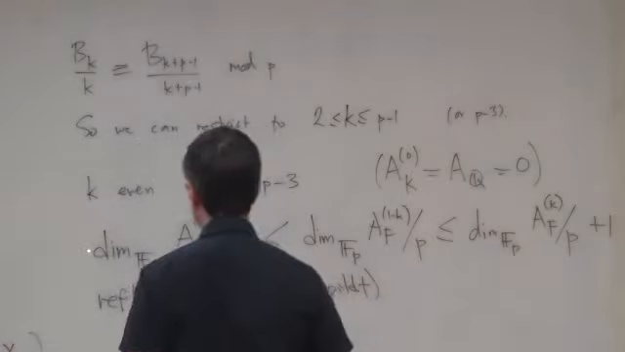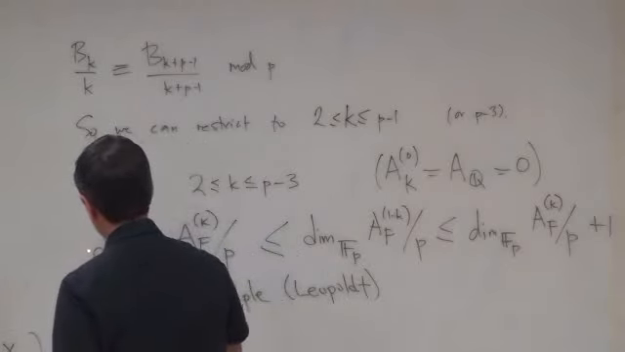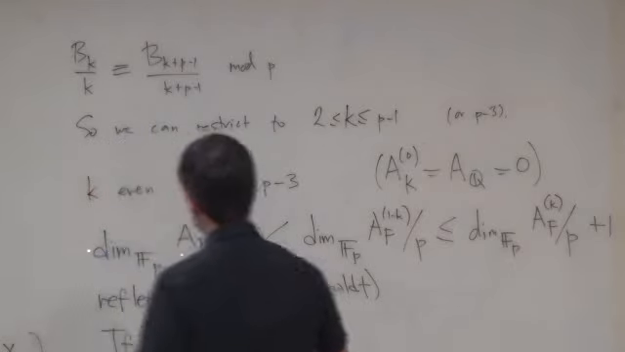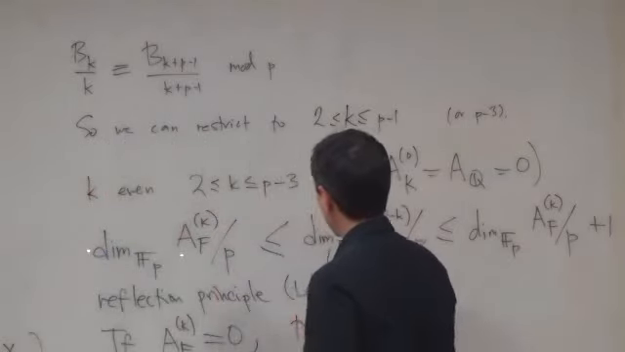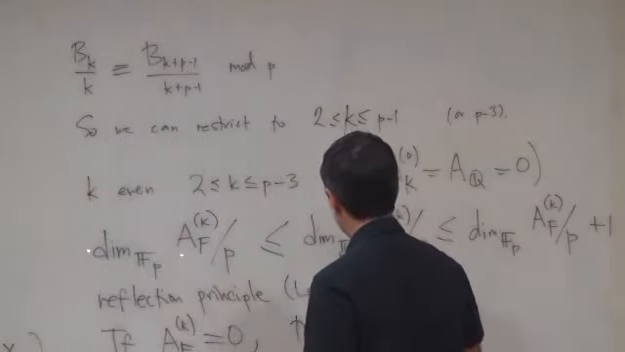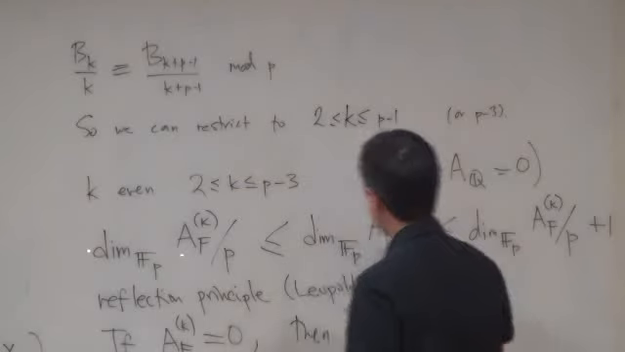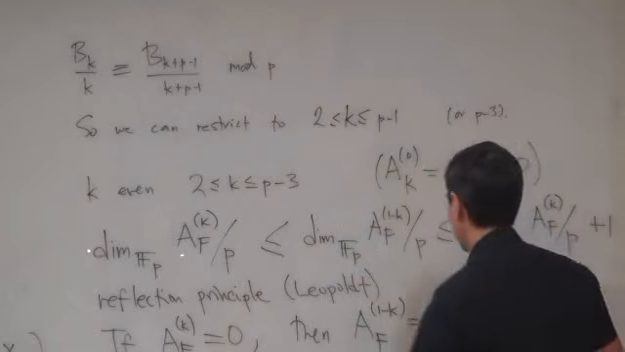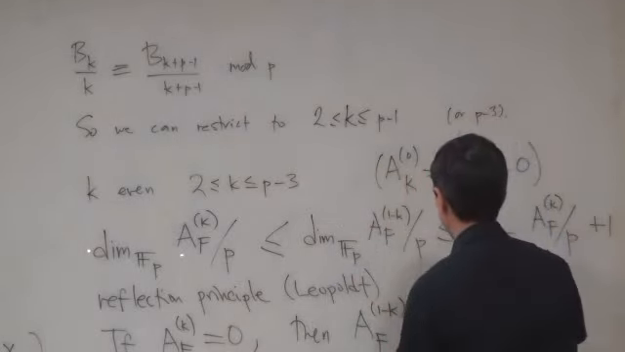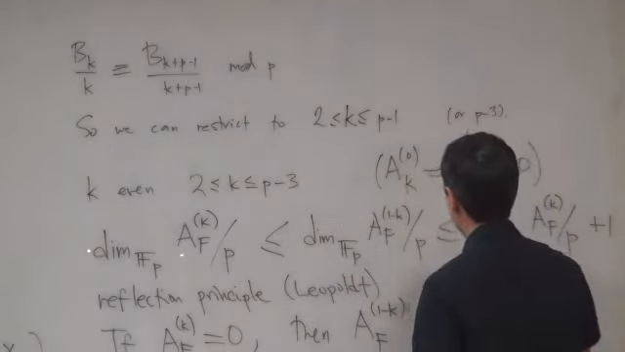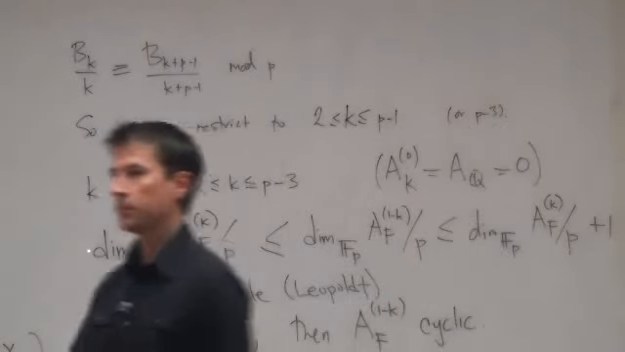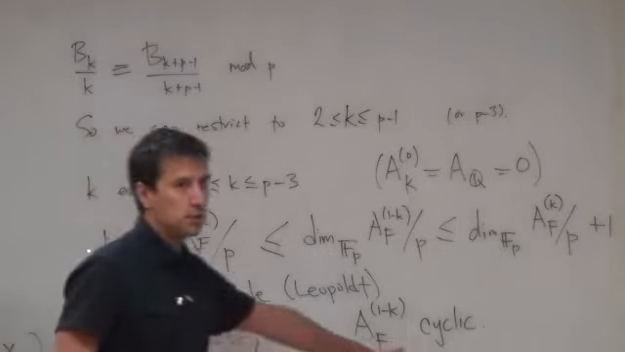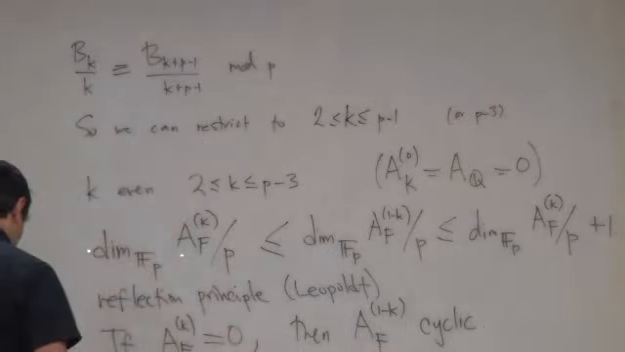So in particular, if some even eigenspace, which is in all known cases 0, then the corresponding 1 minus kth eigenspace is cyclic. Because this F_p dimension is at most 1. So in all known cases, these groups are cyclic, the odd eigenspaces.